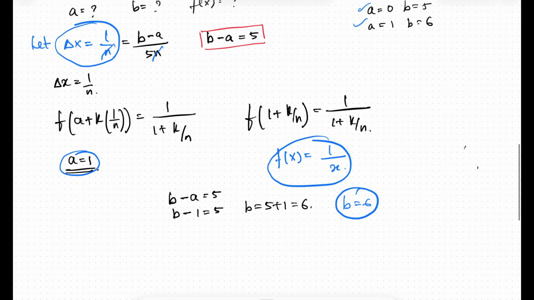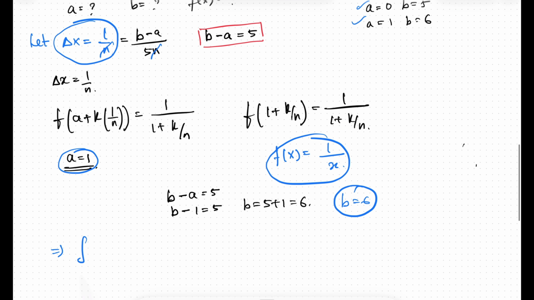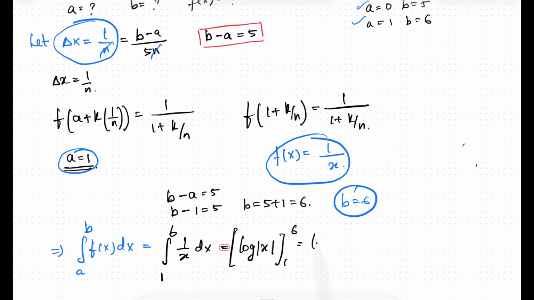Now my point is to write your Riemann sum as your definite integral. So integral a to b f of x dx can be written as integral 1 to 6, f of x is reciprocal of x, dx. So integration of 1 by x is log of modulus of x, from 1 to 6. Now I can do the upper limit substitution minus your lower limit substitution. I'll be having log 6. So this is your answer.